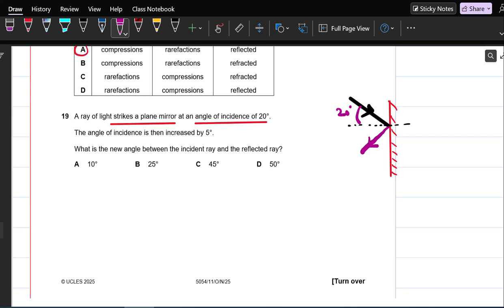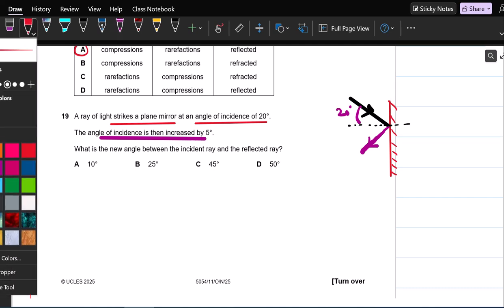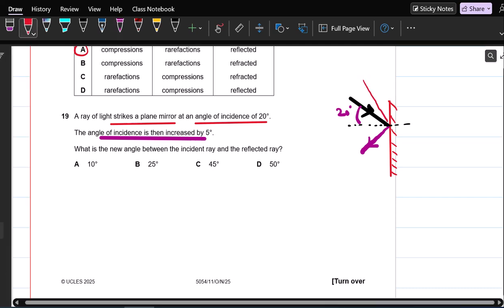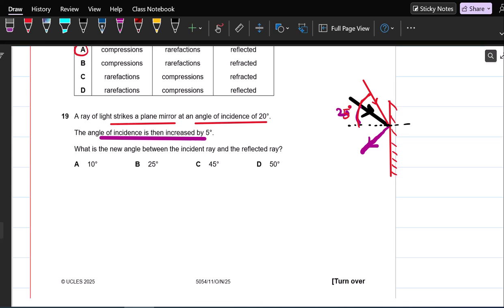Okay, the angle of incidence is then increased by 5 degrees. Now I'm going to draw a new ray. Here it is 5 degrees increased. So this angle total becomes now 25 degrees. I'm going to erase this. 5 degree increase is done. So the total angle is now 25 degrees.